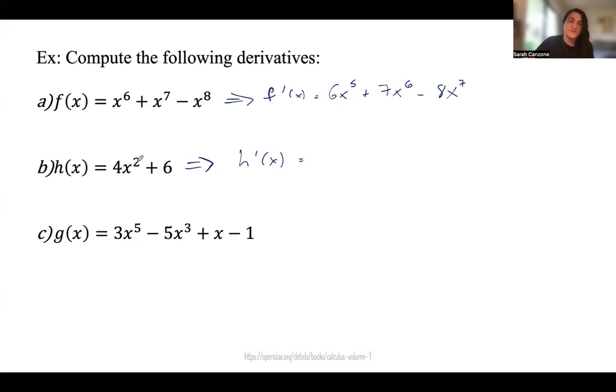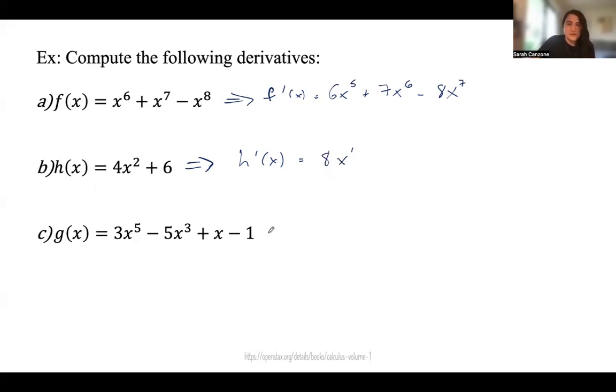It's the same thing here, just a little bit more difficult. So 2 times 4 gives us 8. X to the 2 minus 1 is just 1, so you don't have to write that if you don't want to. And then the derivative of 6, just the regular constant rule: when you take the derivative of a constant, it goes to 0. So you don't have to write plus 0, you can just leave it blank. So h prime of x is just 8x.